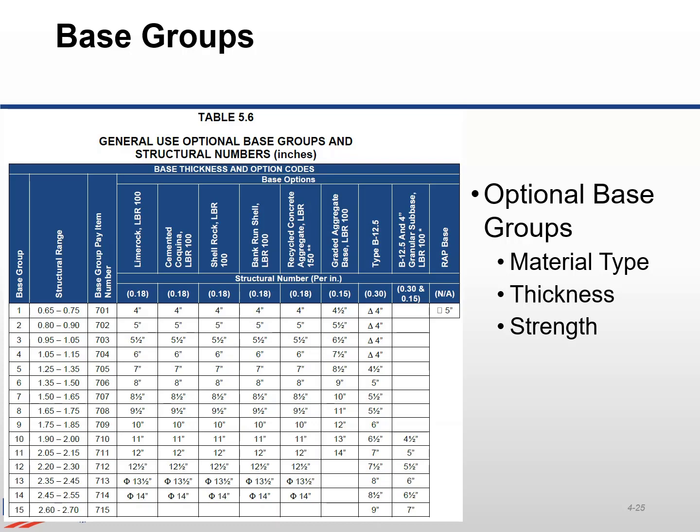So in a pavement design, you might call out the use of optional base group 9. The contractor would then look at this table, which is also found in the standard specifications, and select a material at a specified thickness from base group 9.